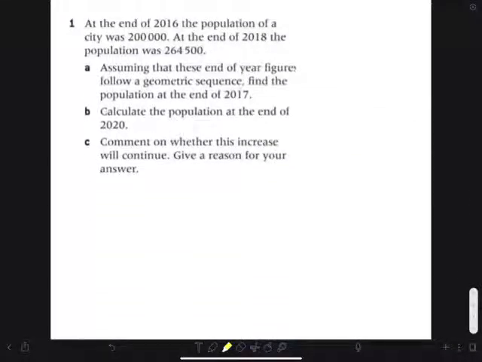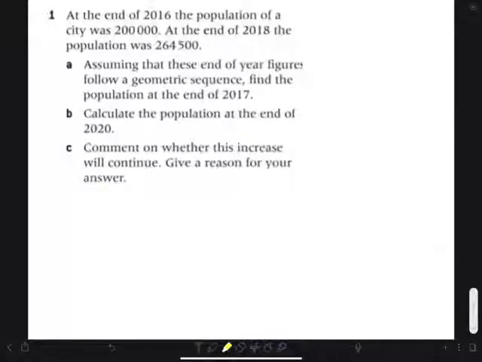Whew. One last one. Population 1. Okay, so they give you an initial population in 2016 of 200,000 people. And at the end of 2018, the population was 264,500. Now, I think that's U3. Correct me if I'm wrong.